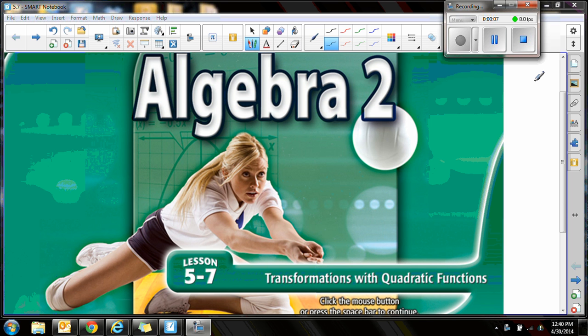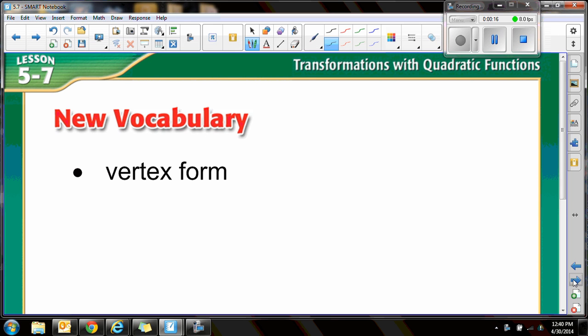Tonight we're going to be skipping a few sections here. We're actually going to jump forward to section 5.7, which is transformations with quadratic functions. New vocabulary we're going to take a look at tonight is vertex form.